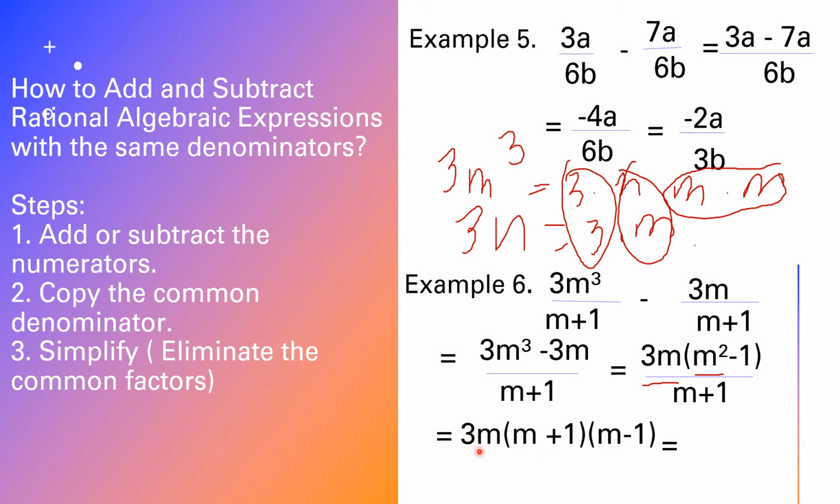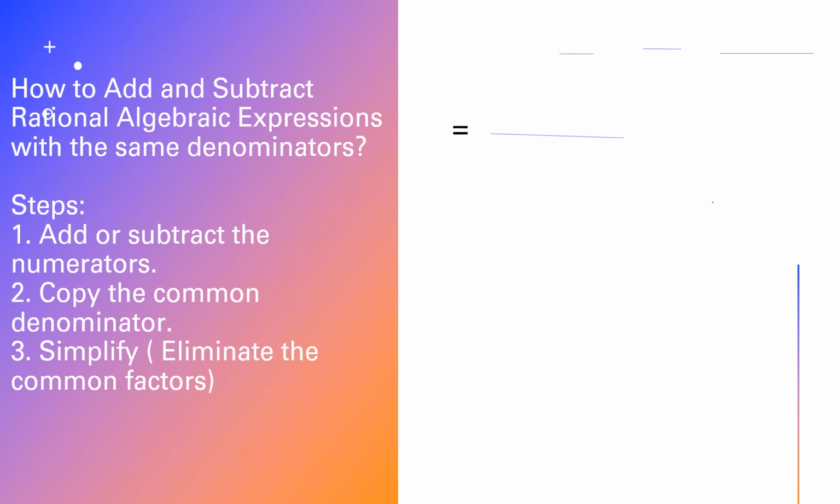Just copy the 3m outside. Then divided by m plus 1. Now, we can cancel this m plus 1 and m plus 1. So what we have left now is 3m times m minus 1. Okay, next.